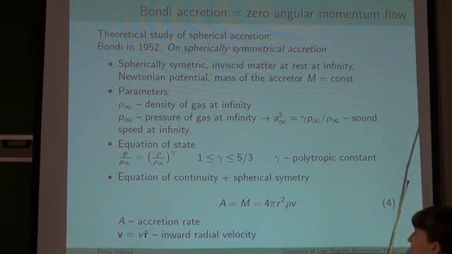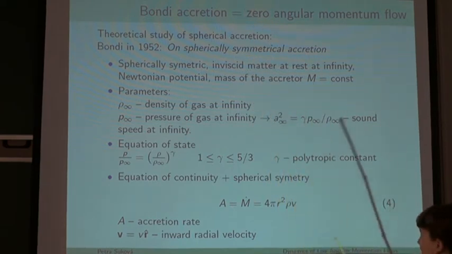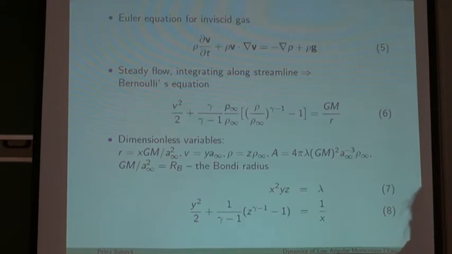And now actually we will treat analytically the equation that Zeus is treating numerically. So from the equation of continuity and from the assumption of spherical symmetry, we can get the equation for the accretion rate, M dot. And we also know that the velocity is only in the radial direction, so we have only a one-dimensional problem.